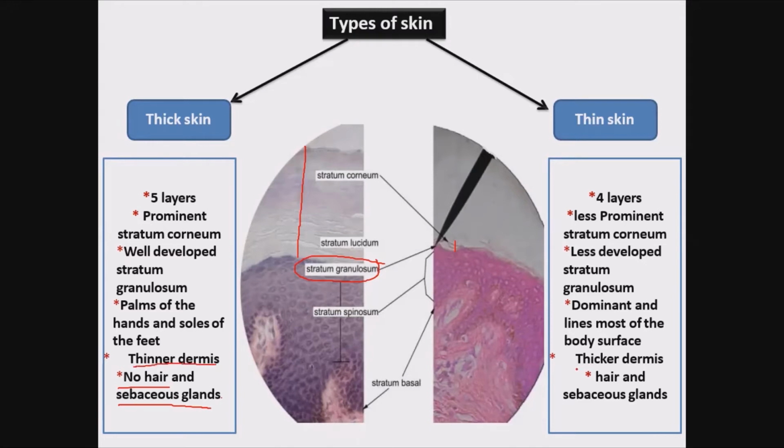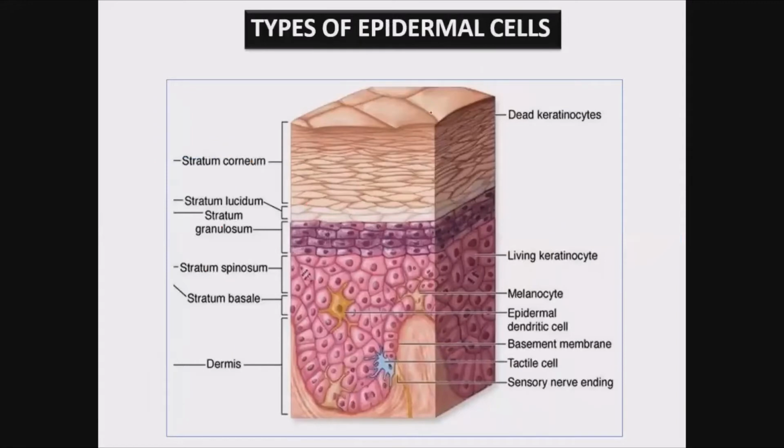The dermis of thick skin will be thinner, and the dermis of thin skin will be thicker. In thin skin, there will be thick dermis. You can see here, this is the dermis of thin skin. Epidermis is thin here, and here the epidermis is thick. Coming to the diagram, this will be epidermis, a nucleated part of the epidermis: stratum corneum, stratum lucidum, stratum granulosum, darkly stained, then stratum spinosum, which is more multi-layered, and stratum basale, the most basal layer, giving rise to other keratinocytes.